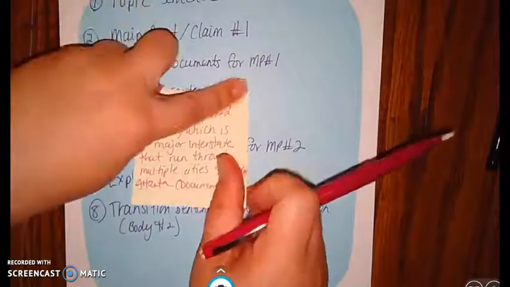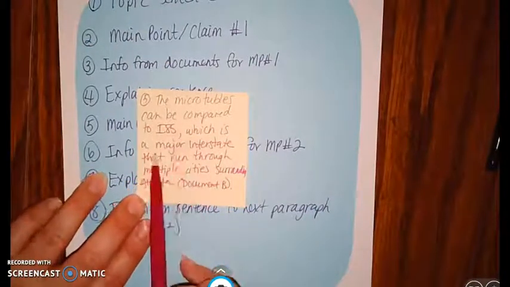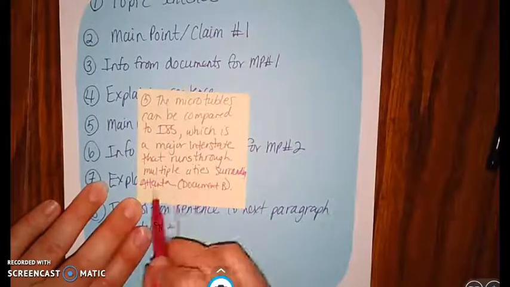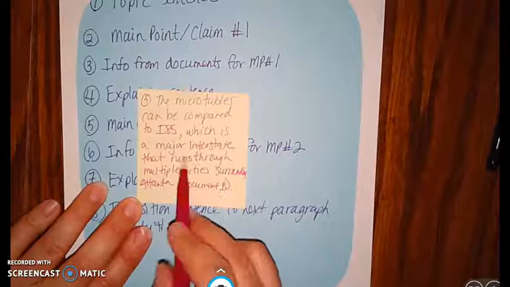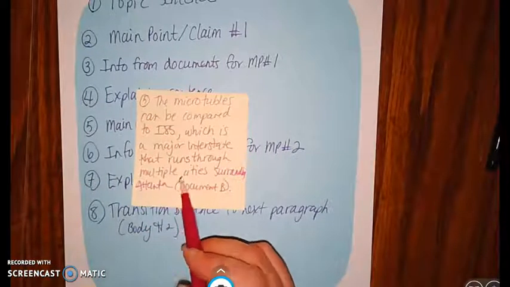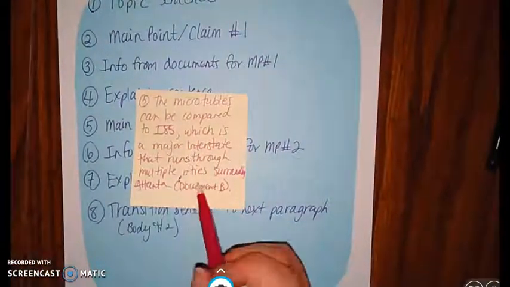So what I created for you for sentence 5 says the microtubules can be compared to I-85, which is a major interstate that runs through multiple cities surrounding Atlanta. And then I put Doc B because I looked at that picture of the interstate. So that was my second main point.